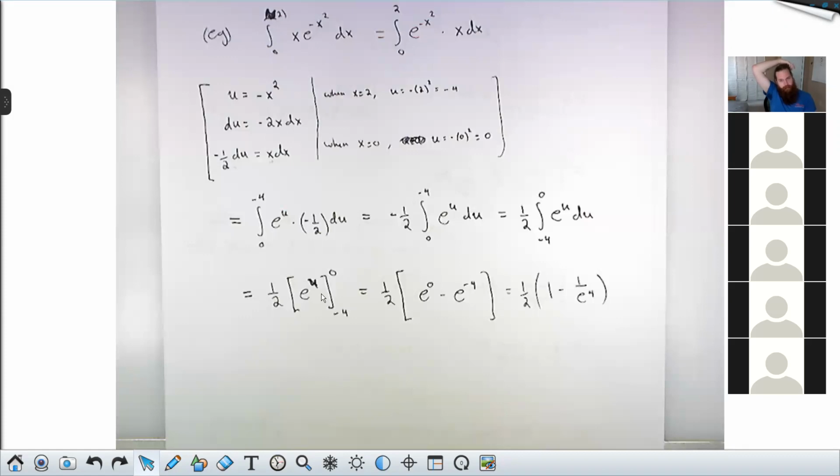Other questions on this fella? So a fun fact, e to the negative x squared without this x here is impossible to integrate. There is no closed form antiderivative. It's not just that it's hard and we haven't found it yet. It's been proven that there is no closed form antiderivative for e to the negative x squared on its own. So we need this x in order to do this integral.